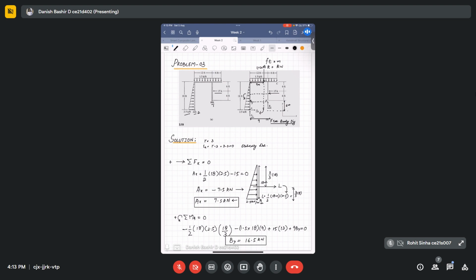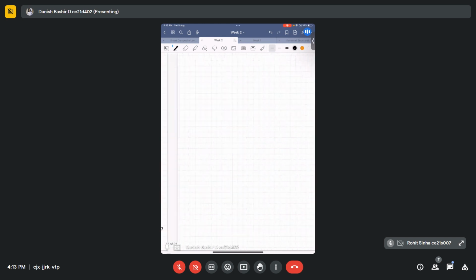We have to get Ay. We will get Ay by using the third and final force equilibrium equation, that is, vertical forces, with upwards taken as positive: summation of Fy is equal to 0.